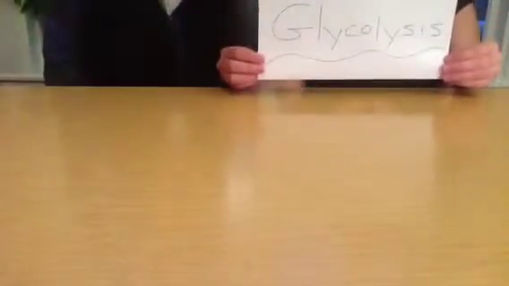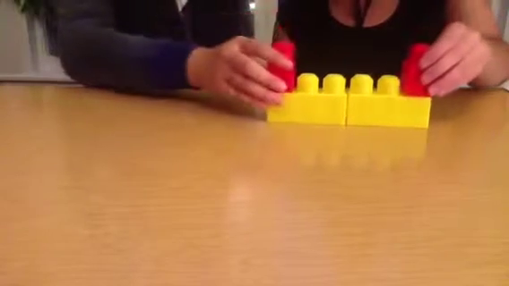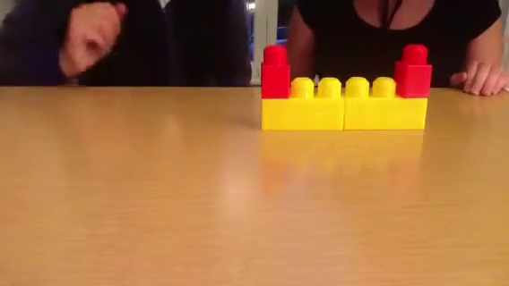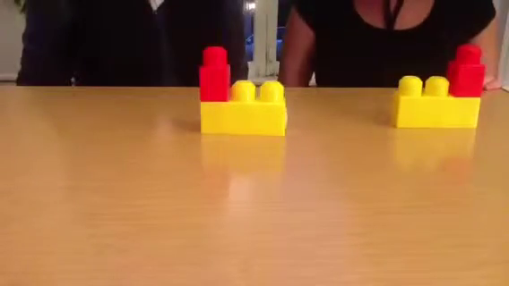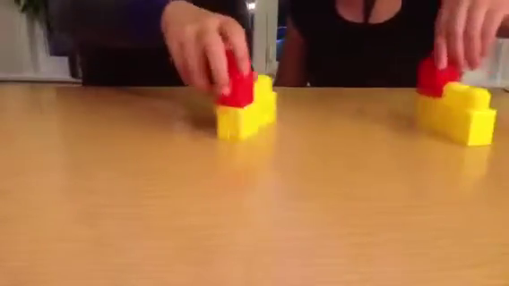Glycolysis. The first stage of cell respiration is glycolysis. First, a 6-carbon molecule of glucose enters the cytoplasm of the cell. 2 phosphates from 2 ATPs are added to the ends of the molecule. Next, the 6-carbon glucose is split into 2 3-carbon sugar phosphates. Oxidation occurs, and 3-carbon sugars become 3-carbon pyruvates.